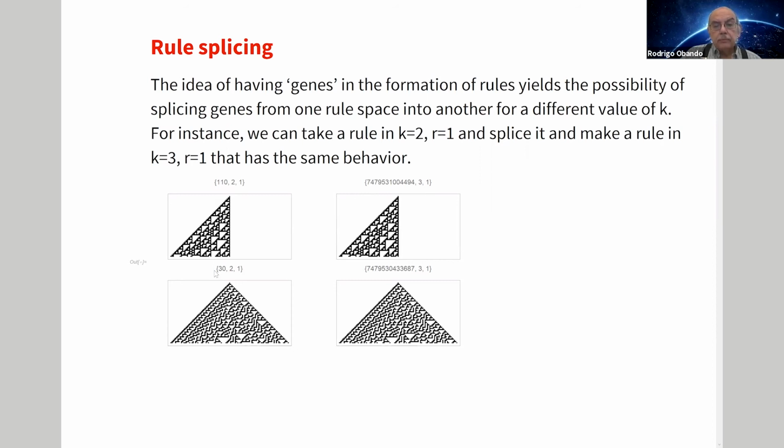I did the same for 30. So this is rule 30, and this is the rule which is actually rule 30 spliced into this bigger space, K equal to 3. In other words, this on the right, we can say that they're genetically engineered, because I actually created them. I didn't go and look for it. I just took the gene from this one and spliced it into an identity rule, and now this became the same as this one.